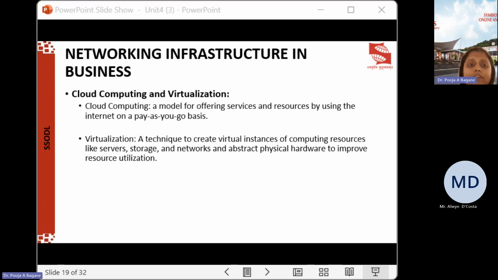Then cloud computing and virtualization. We have already discussed the same in the previous unit, module number 3. Still, we are going to discuss it here. Cloud computing, we know, is a model for offering services and resources using the internet, on a pay-as-you-go basis. Whatever we use, only for that we pay, and there is no need to take the entire infrastructure directly. We can take whatever we want as a service.